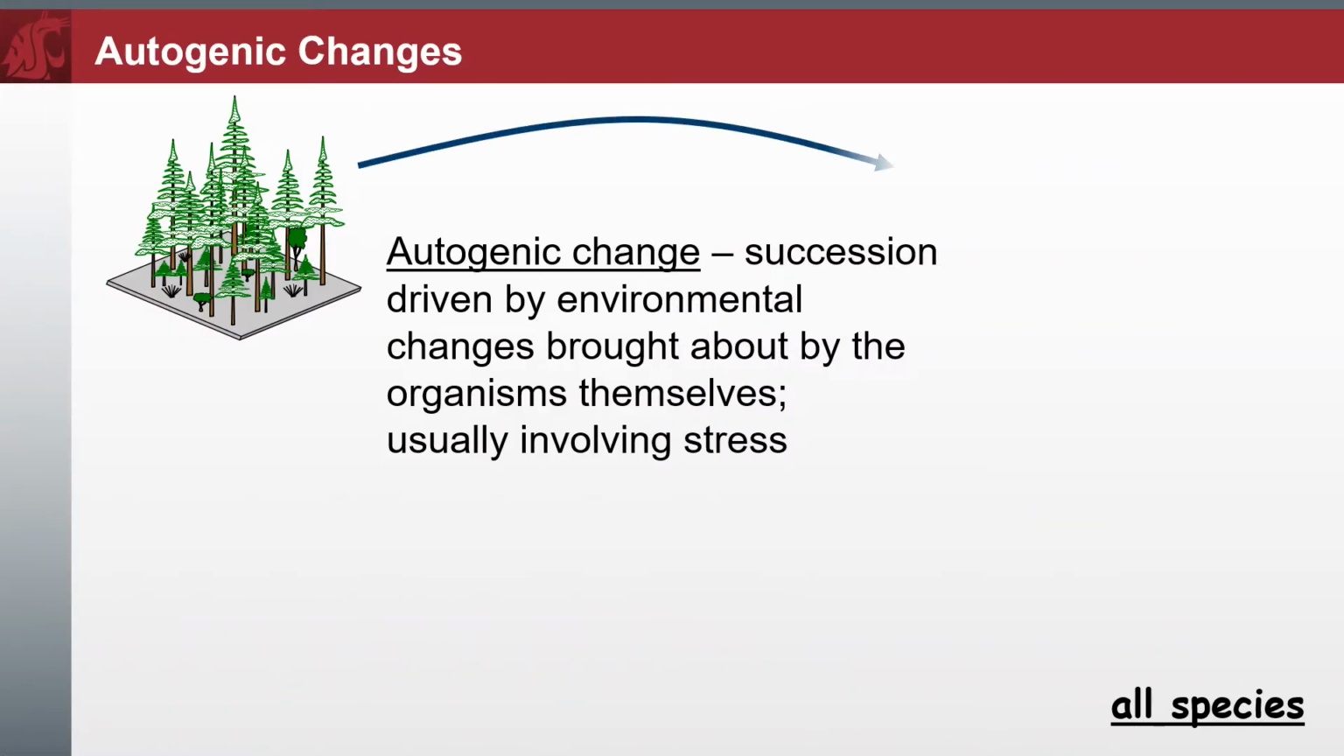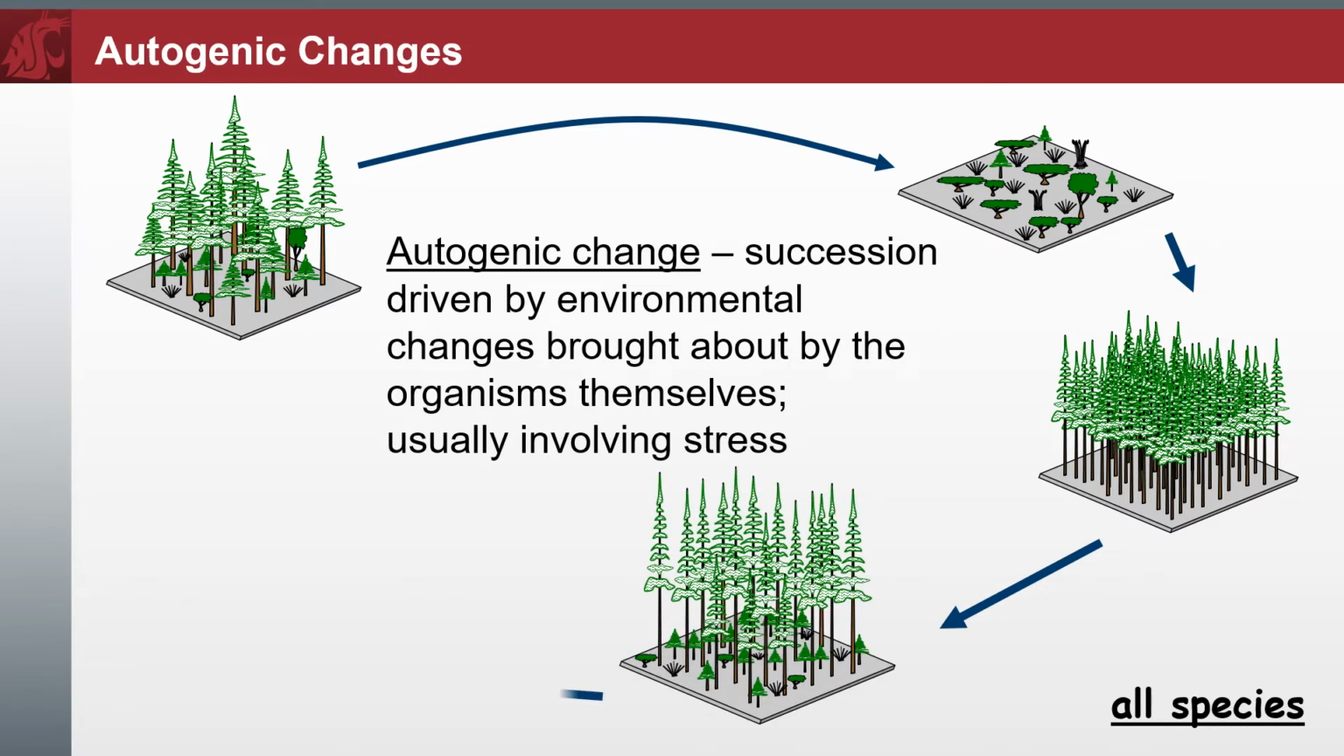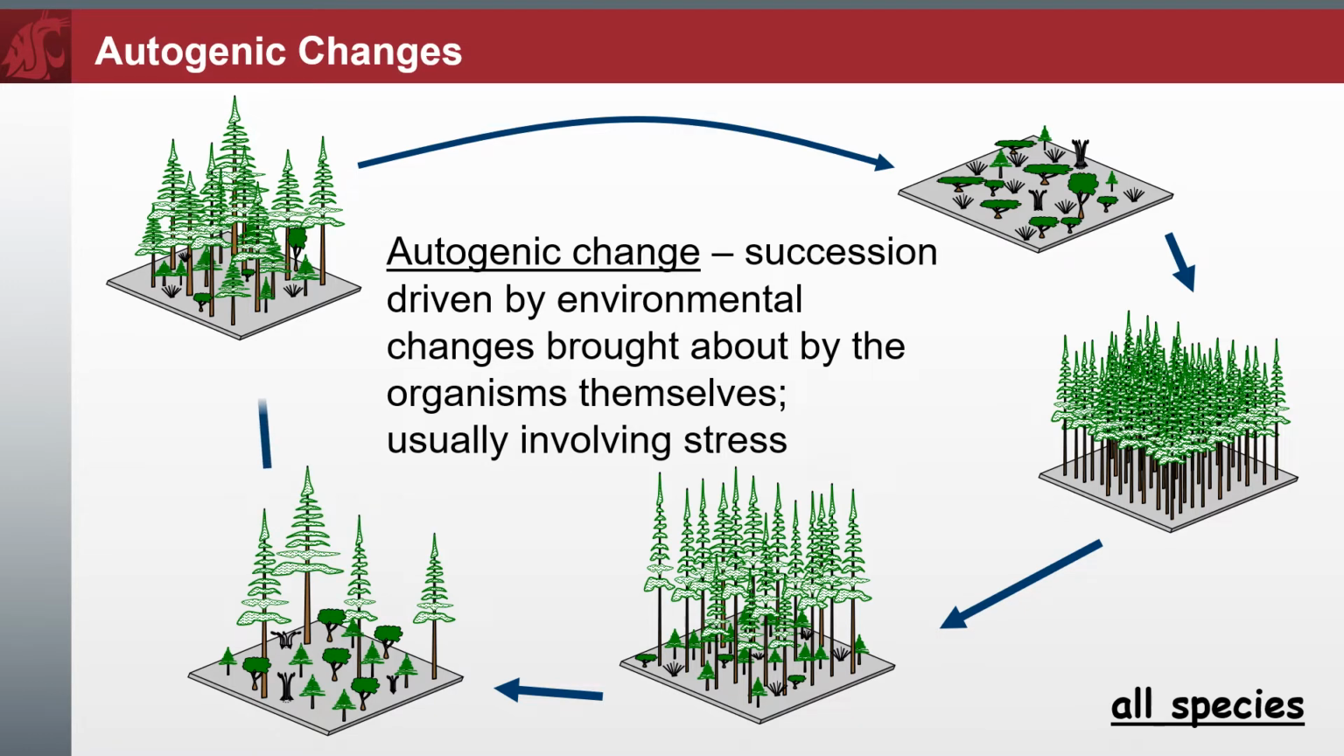Autogenic change is caused by endogenous factors, by the plants themselves. Where changes are caused by exogenous factors, they are termed allogenic. Primary succession is the classic case of autogenic change, in that the vegetation is part of the reason that the soils develop.